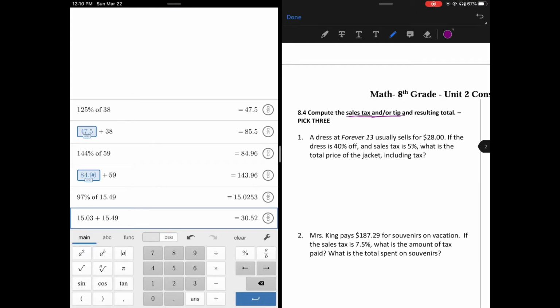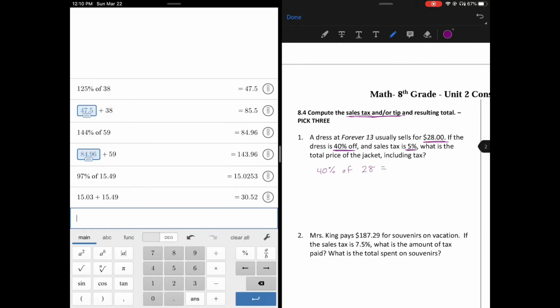So our first problem says that a dress at Forever 13 usually sells for $28. If the dress is 40% off and the sales tax is 5%, what is the total price of the jacket, including tax? So whenever we're doing a problem, we're going to do the discount before we do the tax. So we're going to take 40% of $28. We'll plug that into Desmos, and we get 11.2. So that is our discount.